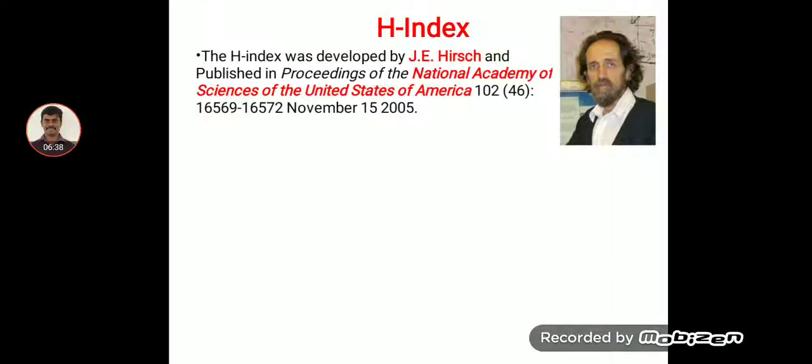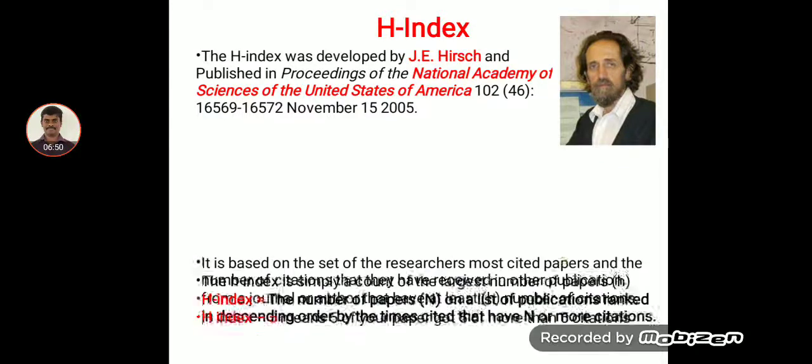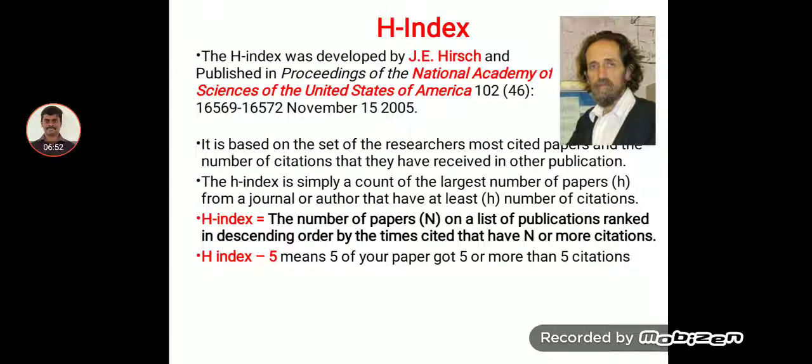First we'll see about the H index. The H index was developed by J.E. Hirsch and published in the Proceedings of the National Academy of Sciences of the United States of America in the year 2005. It is based on the set of researcher's most cited papers and the number of citations they have received in other publications. To put it in a simplified way, the H index is the number of papers on a list of publications, ranked in descending order by times cited, that have n or more citations.